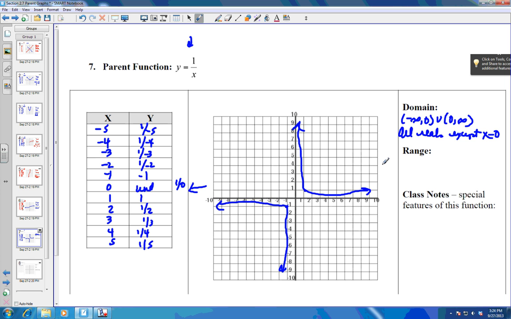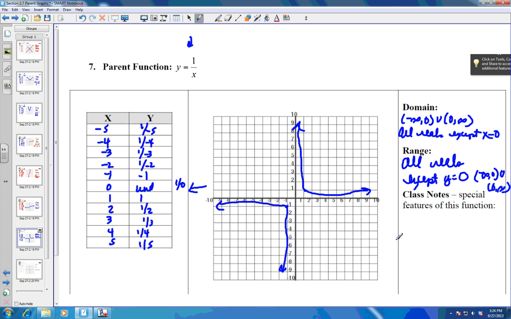Okay, my range is going to include all the numbers except 0. Or all reals except y equals 0. Or we could do it like this again.